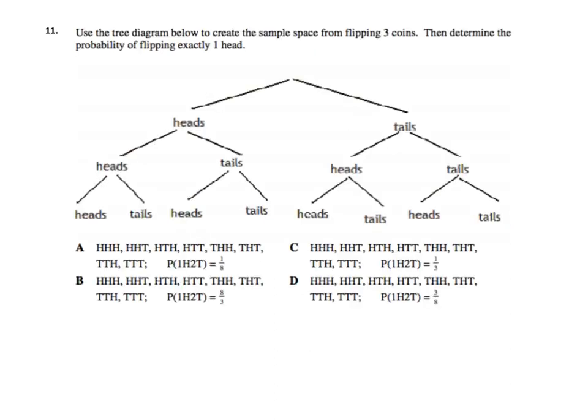So here's number 11. It says, use the tree diagram below to create the sample space from flipping 3 coins. Then determine the probability of flipping exactly 1 head. So we need to go through and figure out how many only touch 1 head. I'm going to go ahead and label each of the final outcomes to make answering this question easier. So I'm going to follow the trail. We start at the top. We will go heads, keep going, heads to heads. So that's 3 heads, so I'm going to put H, H, H.